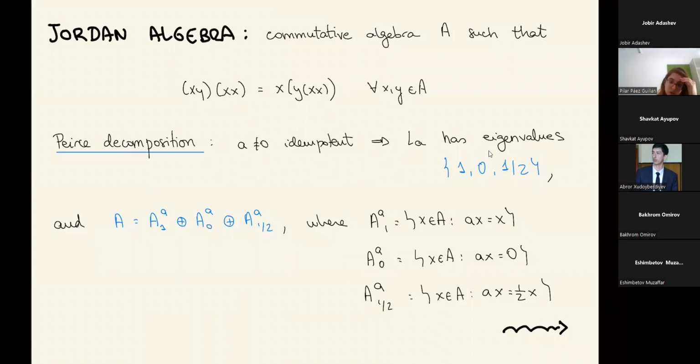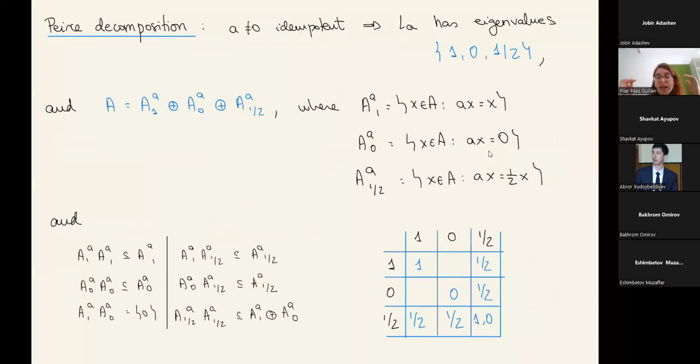I am going to denote the eigenspaces always in this way. As a subscript, I'm going to have the eigenvalue, and as a superscript, I'm going to have the idempotent a associated to the decomposition. So what happens with this decomposition? Well, when we multiply elements from these eigenspaces one with another, there is a fixed rule that this product obeys.